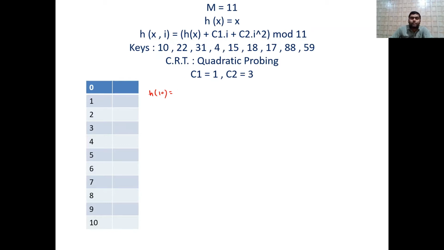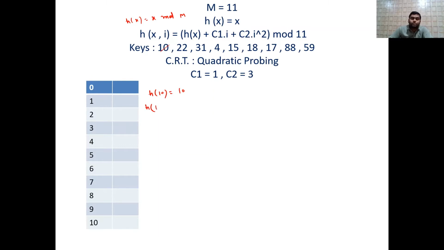So formula is given as h of x equals x mod m. m is 11 in this case. So हम क्या करेंगे कि सबसे पहले 10 mod 11 करेंगे, तो 10 mod 11 will give you 10 only. तो हम पहले इसका प्रोब चेक करेंगे whether it is available or not.